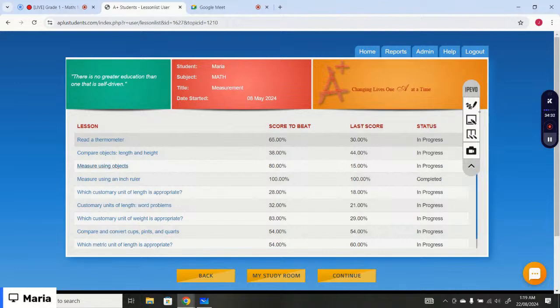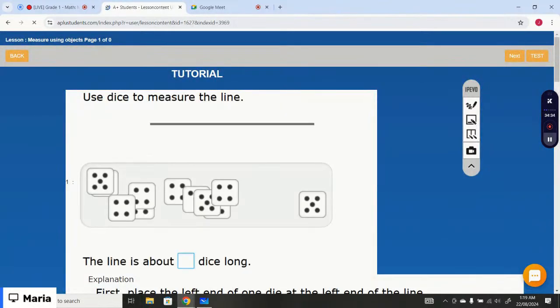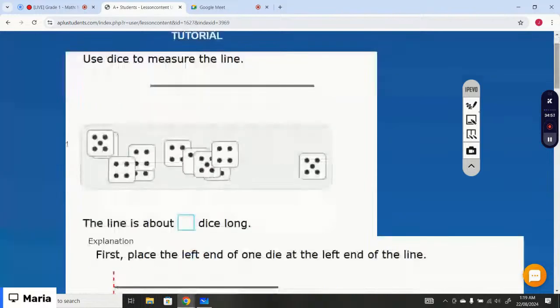The next lesson is measuring using objects. Let's just start with the next lesson. Use dice to measure the line. So you are given the dice. You have to start placing the dice on the left hand side of the line until the right hand side. Then you have to count how many dice are equal to the length of the line, right?